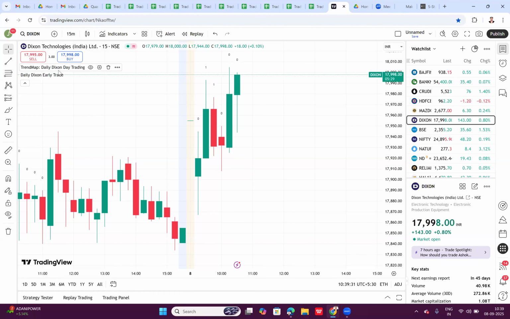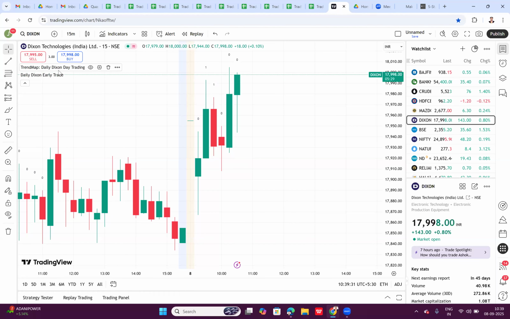For trading in Dixon future and Dixon option, we always have to apply this indicator on the 15-minute chart. If anyone wants to trade in Dixon future, then we have to open the Dixon future chart. But if anyone wants to trade in Dixon option, then we have to open the chart of spot. To check the setup in Dixon option, we always apply the Dixon daily trade indicator on the Dixon spot chart.